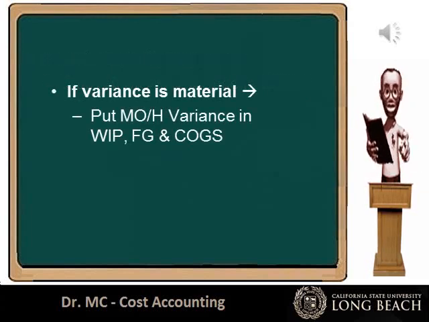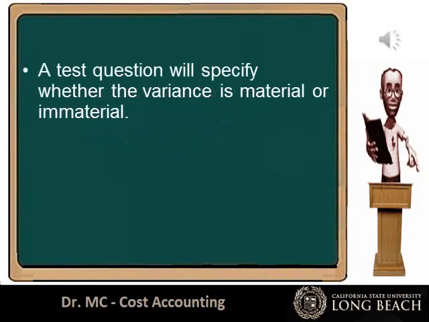If the amount of the manufacturing overhead variance is material, then the company may have to place some of the variance into work in process and finished goods, as well as cost of goods sold. A test question will specify whether the manufacturing overhead variance is material or immaterial.